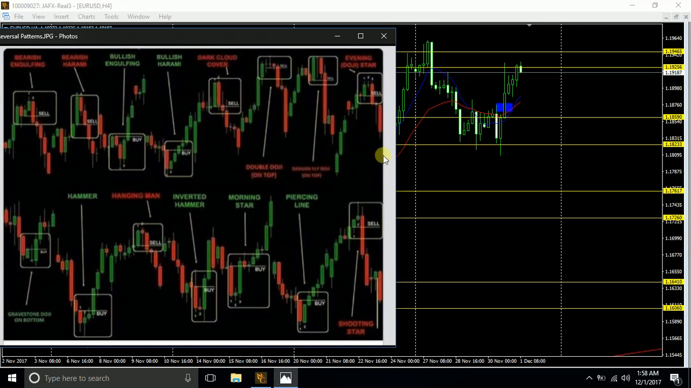Now, when you're looking at these patterns and you see a bearish engulfing, a bullish engulfing is the same thing, just flipped. See a bearish origami, same thing as a bullish origami, except it's flipped. Definitely want you guys to be able to identify things of that nature.